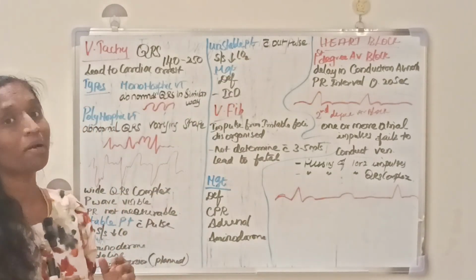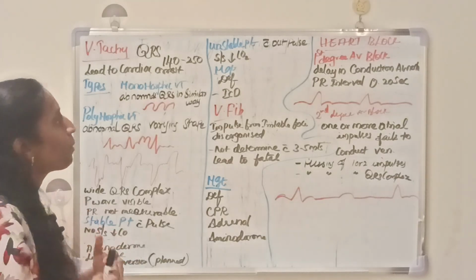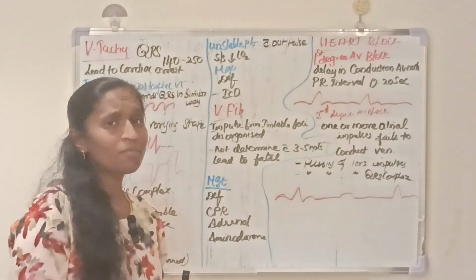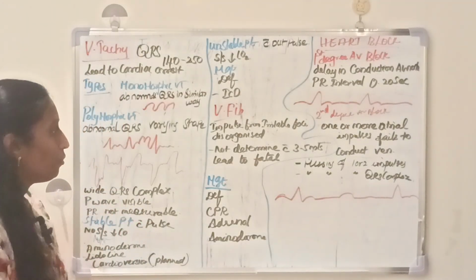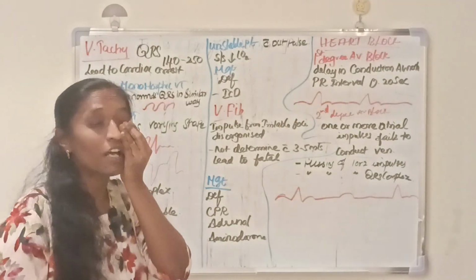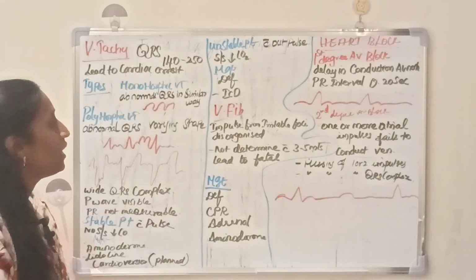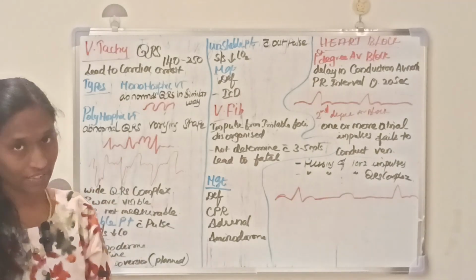When you come to the unstable patient, there is no pulse. We call it pulseless VT. In this pulseless VT, we can see the signs and symptoms of decreased cardiac output. Management is defibrillation and then ICDs. So this is about ventricular tachycardia.